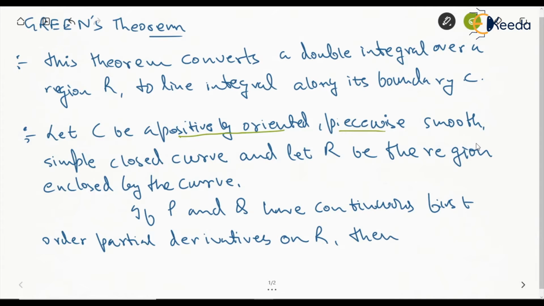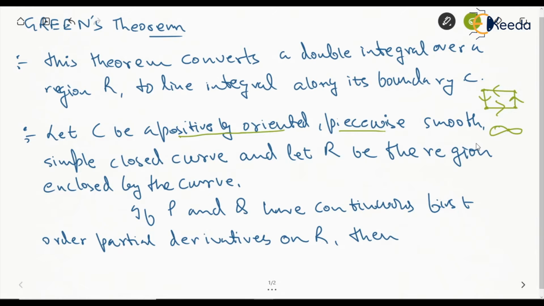Piecewise smooth means that there should be a finite number of corners. Like this rectangle is also piecewise smooth because there are only these 4 points at which the function does not have a defined tangent, right? So this is also piecewise, and if it is going counterclockwise, then it is positively oriented. And of course this is simple because it is not crossing itself, right?